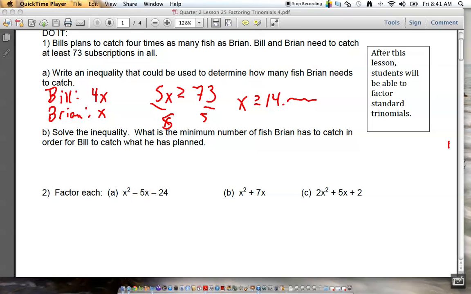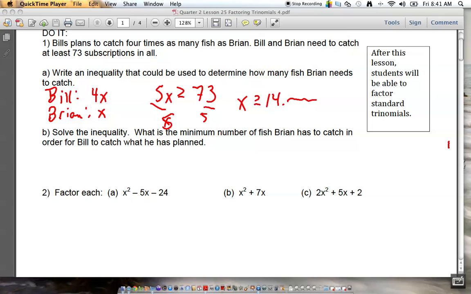But it says here, what's the minimum number of fish Brian has to catch in order to catch what he has planned, which is to say they want to catch at least 73 fish. So my question to you is that if we put Brian down for 14, and we put Bill down for 4 times 14, which is 56, have we caught at least 73 fish? No. We've caught 70 fish. So with 14.6 or 14 point blah, blah, blah, I don't care what it is. That's why I always say blah, blah, blah. What's the minimum number of fish Brian has to catch?